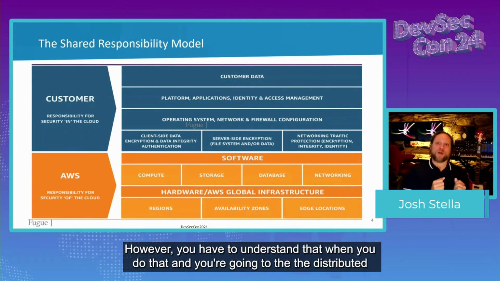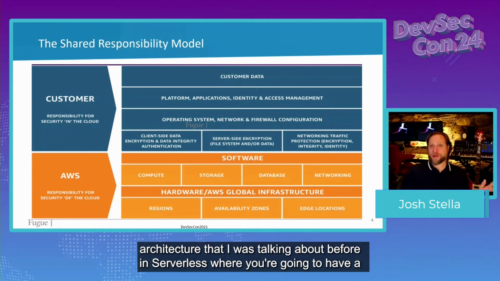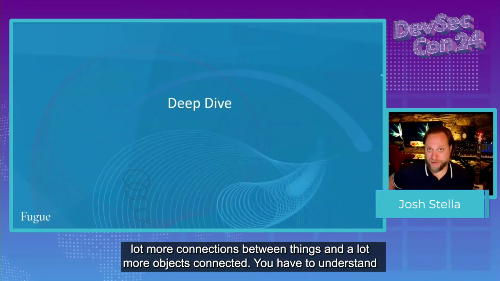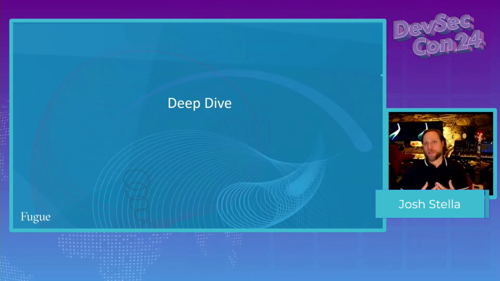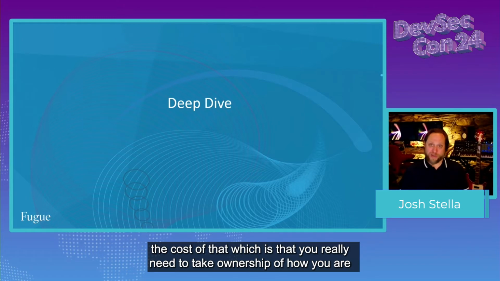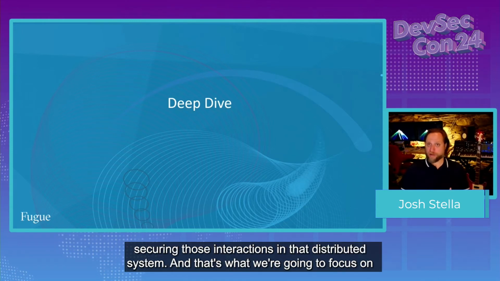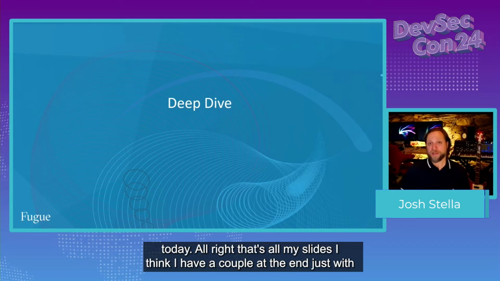However, you have to understand that when you do that, and you're going to the distributed architecture that I was talking about before in serverless, where you're going to have a lot more connections between things and a lot more objects connected, you have to understand the cost of that, which is that you really need to take ownership of how you are securing those interactions in that distributed system. And that's what we're going to focus on today.